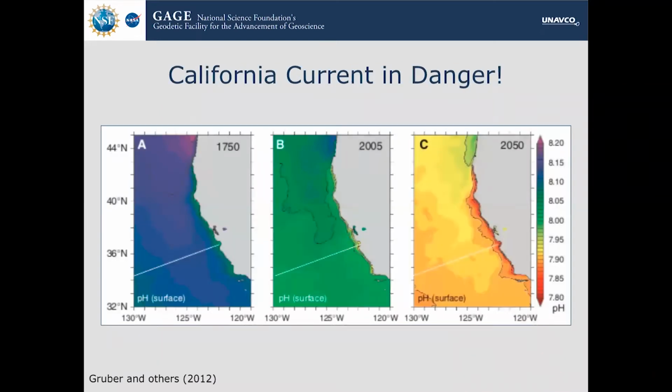In the California Current, we see this transition. We see a rapid decrease in surface pH over time. And in a study done by Gruber and others in 2012, we see in pre-industrial times from 1750, 8.2 pH in the surface waters. And then in modern times, we see a decrease to a pH value of 8 in 2005. And by 2050, it's projected that we'll see pH values as low as 7.8 within the next 30 years.